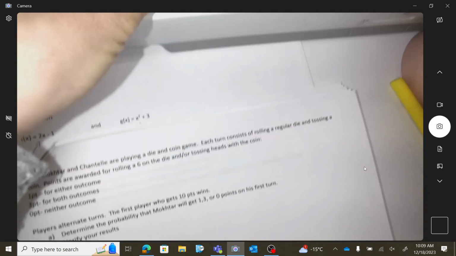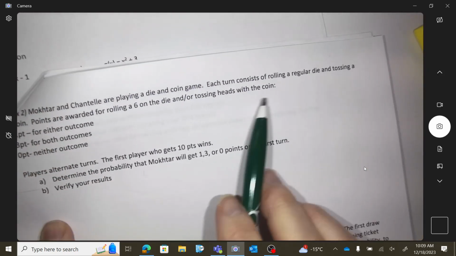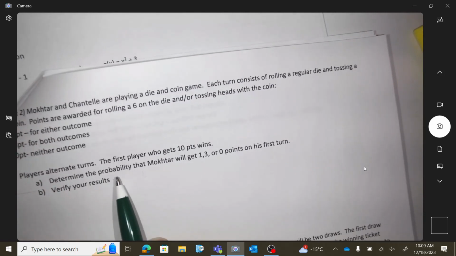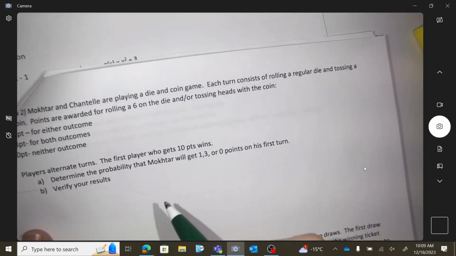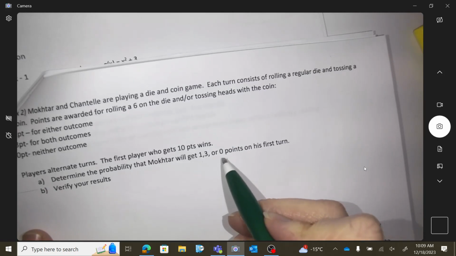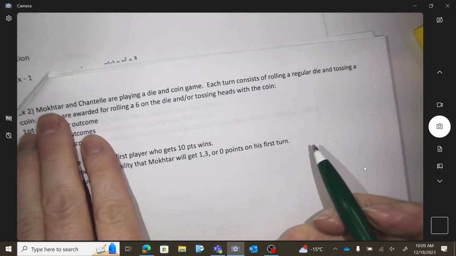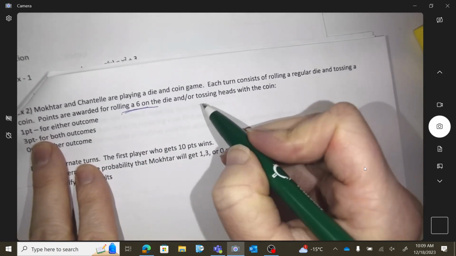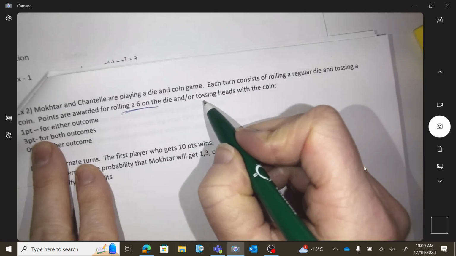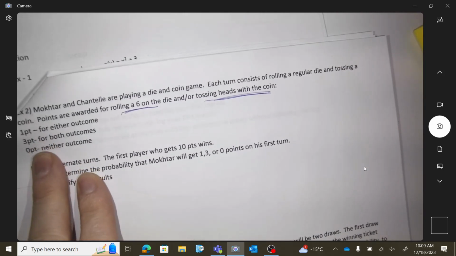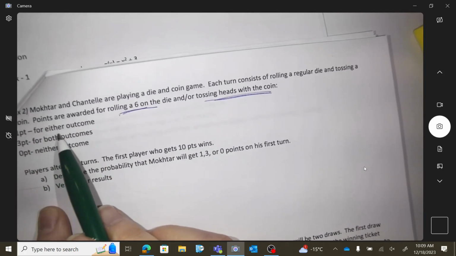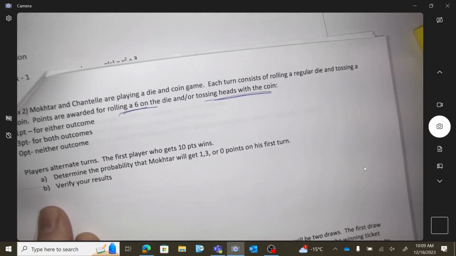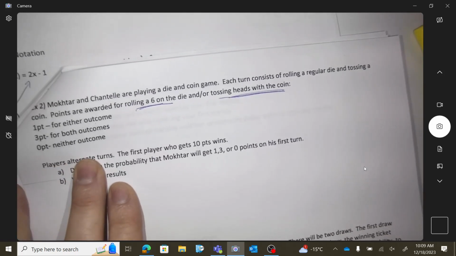Okay, we got a dice and coin game. So this is what's happening. Determine the probability that Mokhtar will get 1, 3, or 0 points on his first turn. So, what's going on? Points are awarded for rolling a 6 on a die or getting a heads on a coin. So you get 1 point for getting either. You get 3 points for doing both, and you get 0 points if neither thing happened.